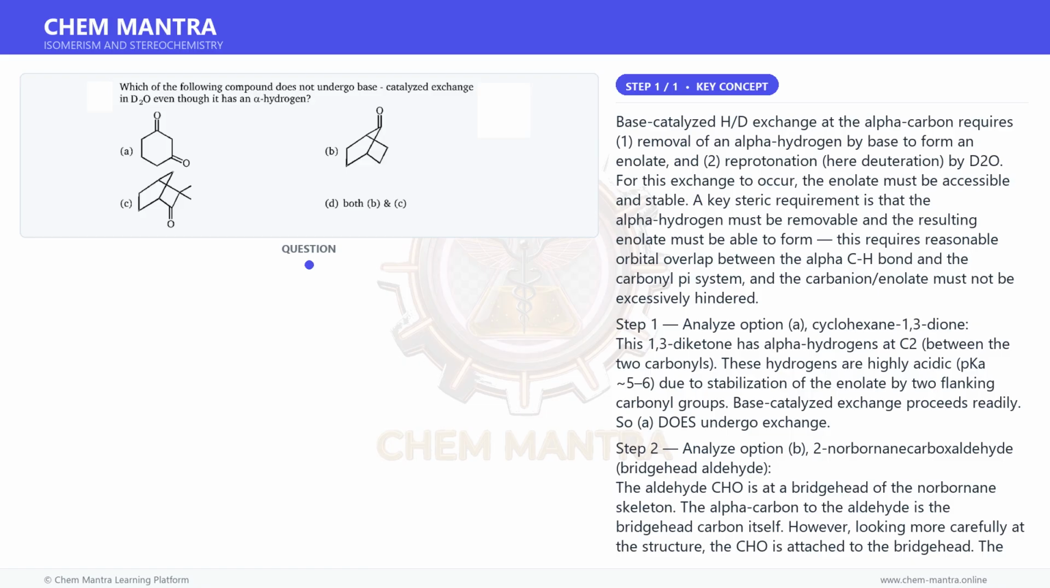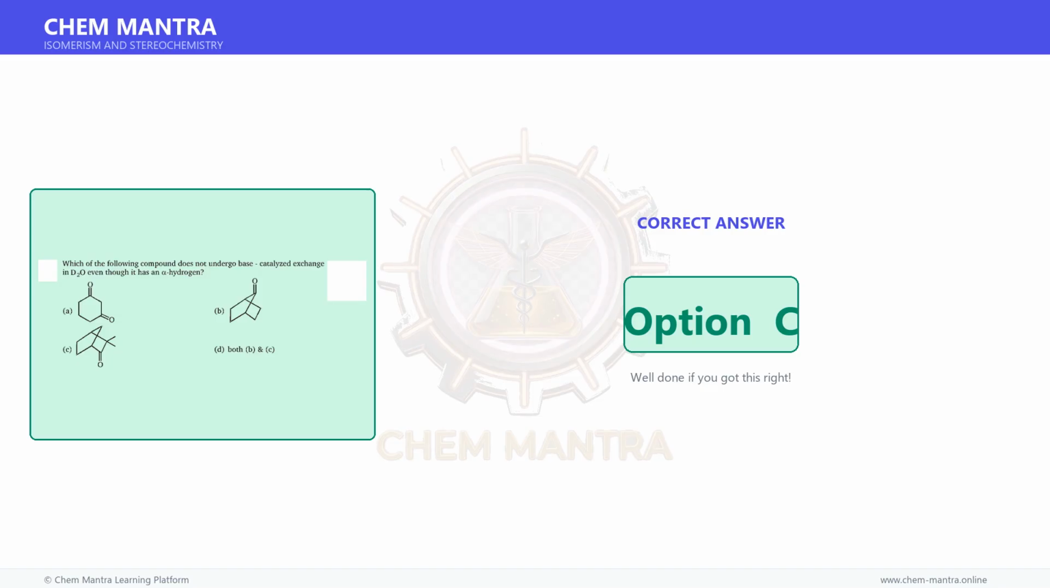Step 5. Conclusion. Only camphor, option C, fails to undergo base-catalyzed H exchange in D2O despite possessing alpha hydrogens, due to severe steric hindrance from the gem-dimethyl groups blocking base access to the alpha hydrogens. Therefore, the correct answer is option C.